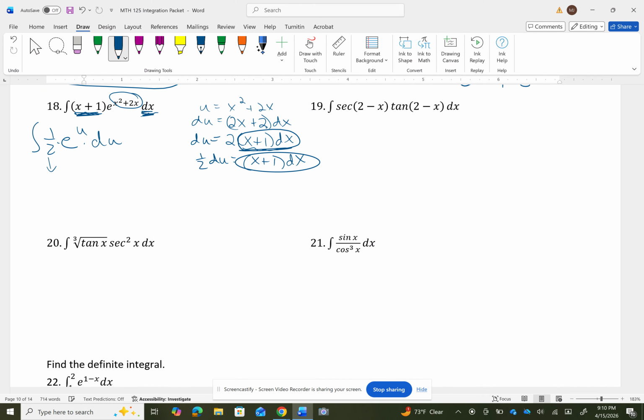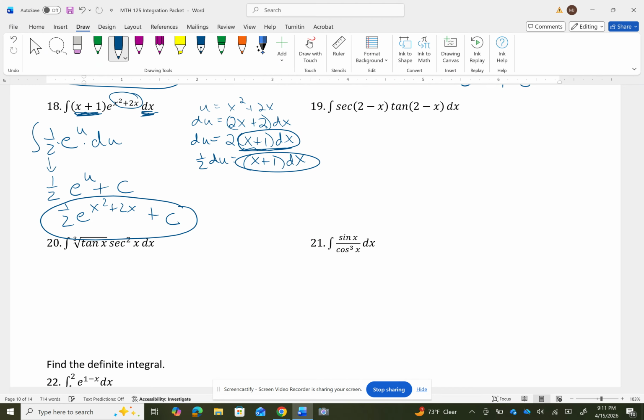So when I integrate this, the 1/2 just gets carried along. E to the u comes from e to the u, and then I need that plus c. And then in place of the u, I can put the x squared plus 2x. I need the 1/2 out in front. Make that look better. Need the little plus c at the end, and there's my answer. And don't forget, you can always do the derivative and make sure that it works. Okay.